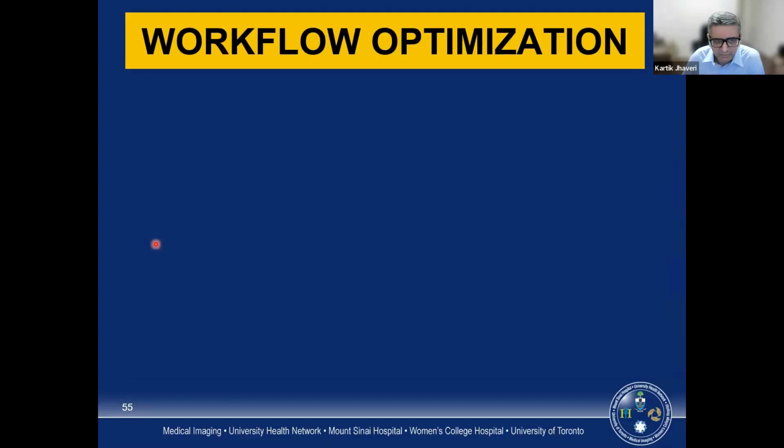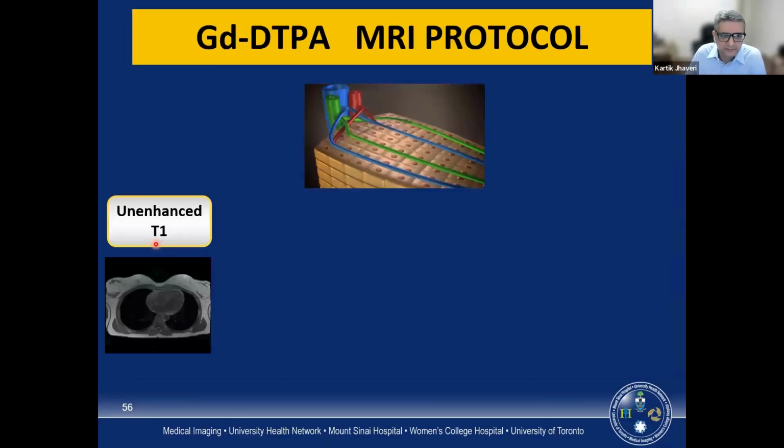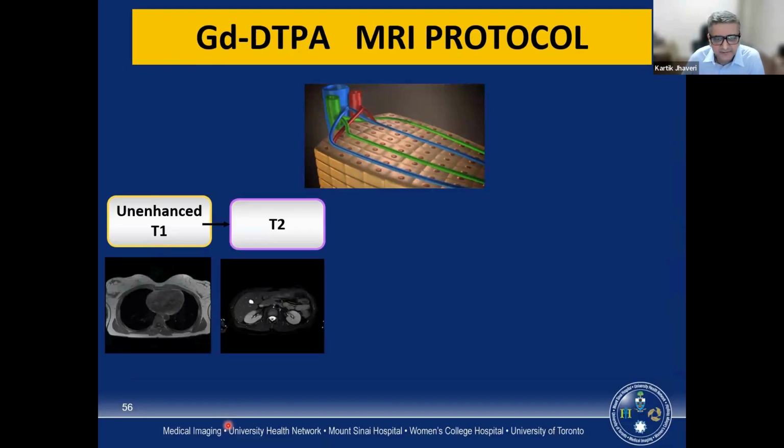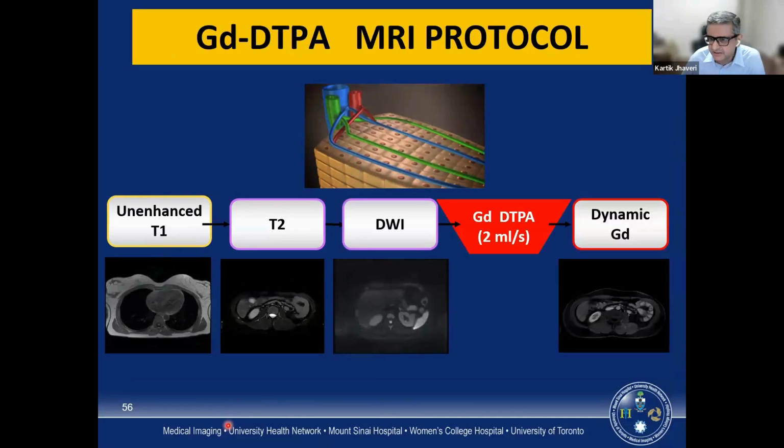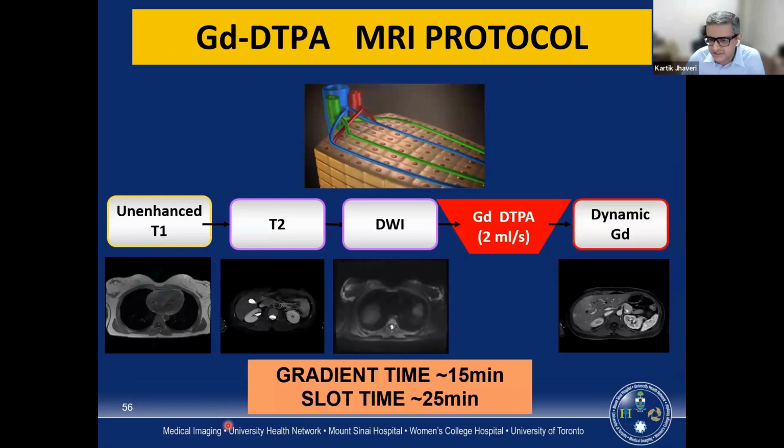And finally, in the last couple of minutes, I'll just touch upon workflow optimization. I think I spoke about this during the abbreviated protocols, but in case many of you did not attend that, I'll talk about this very briefly here with respect to Promovus. So your routine extracellular contrast agent-based liver protocol includes unenhanced T1s, T2s, and diffusion before contrast, and then you inject the contrast and obtain your dynamic images.